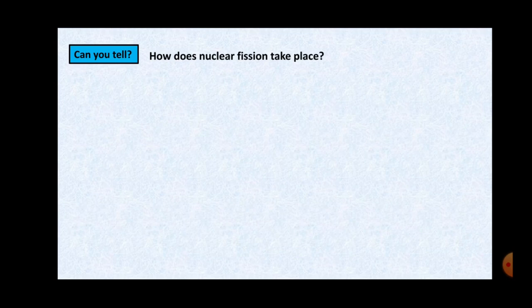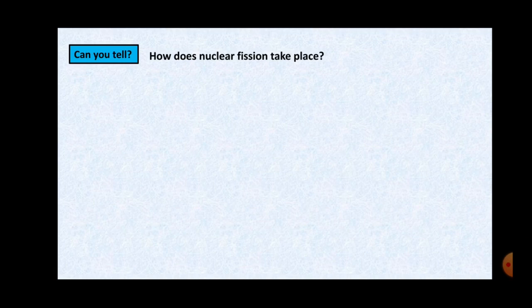Now, there is a question: how does nuclear fission take place? Fission means breaking up. Fusion means combining. So, nuclear fission means breaking up of the nucleus. Now, we know that an atom has a nucleus in which the protons and the neutrons are present. So nuclear fission means this nucleus breaks up into protons and neutrons.